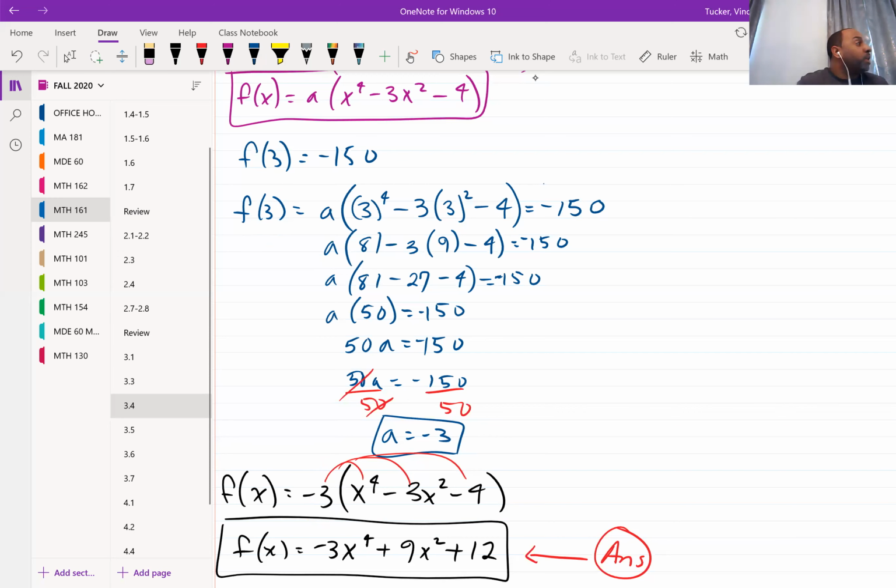All right, so you plug in negative 3, go ahead and distribute it to simplify your function. And we have negative 3x to the 4th plus 9x squared plus 12. All right. Questions before we try it again?